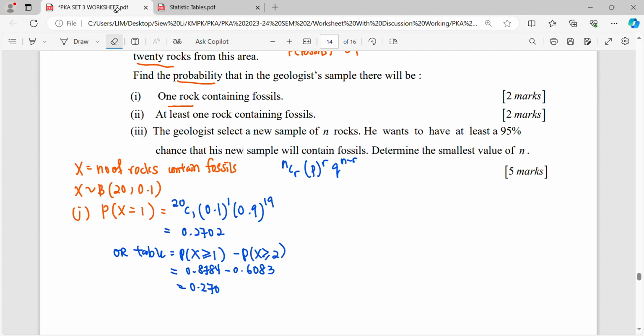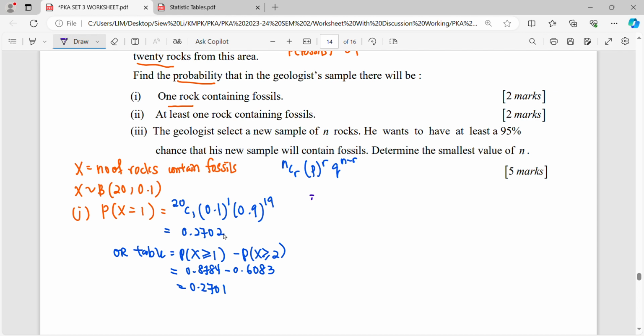Alright, so your decimals are a bit different, because when you calculate your probability using the formula, you can round off. You have decimals at the back right here. This is your rounded figure, right? So when you're using the table, the value will be a bit different. So follow your table. If you use the formula, follow the decimals in your calculator.